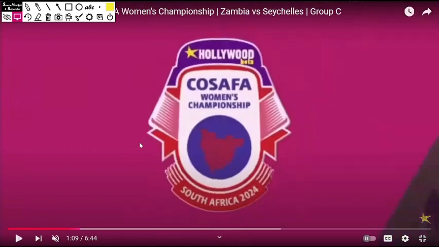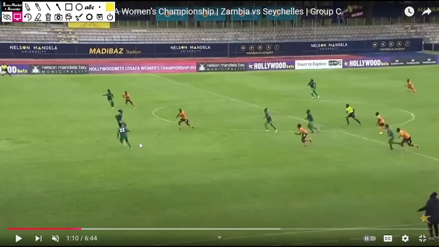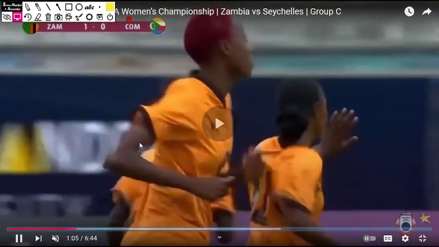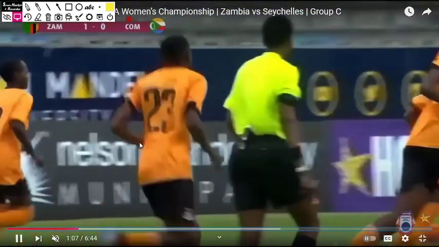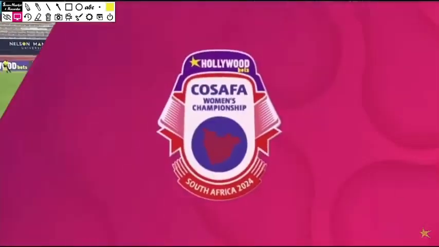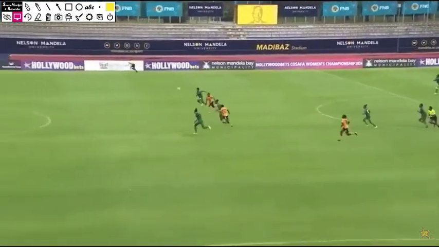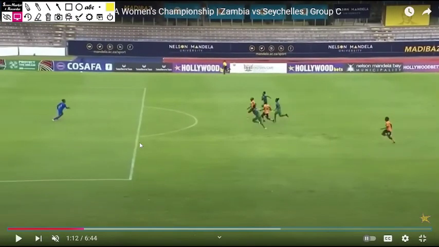Oh, and at this particular point in this highlights, the red card that the other team had received, wait, let me check something. Oh yeah, the red card the player had received was not shown or televised. Also, should be the third goal that Zambia had scored. Yeah, so those two particular incidences are not there.